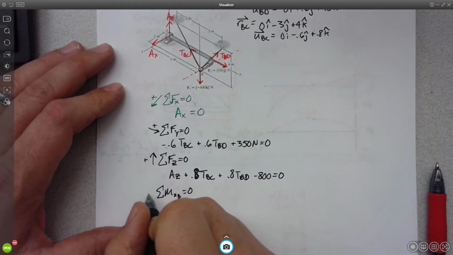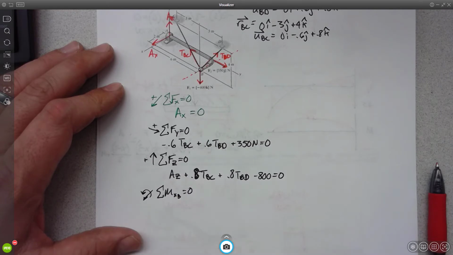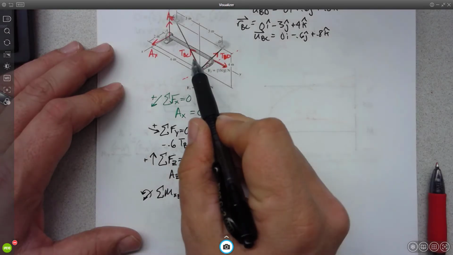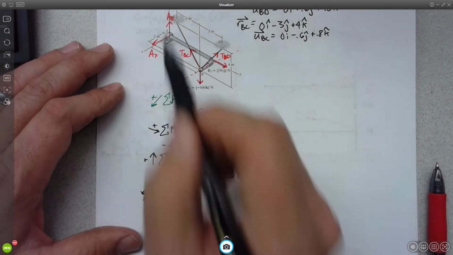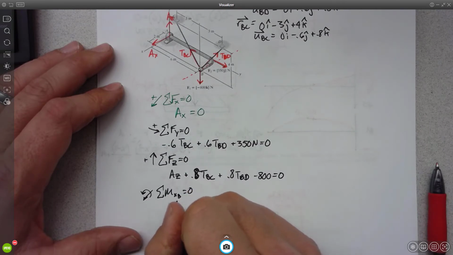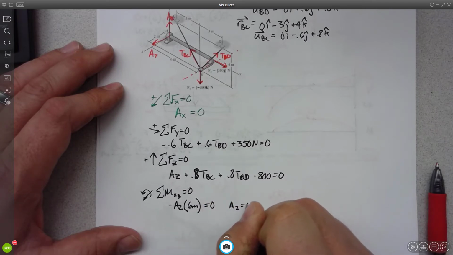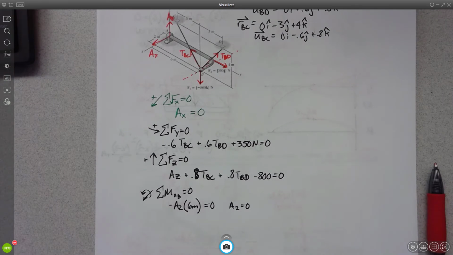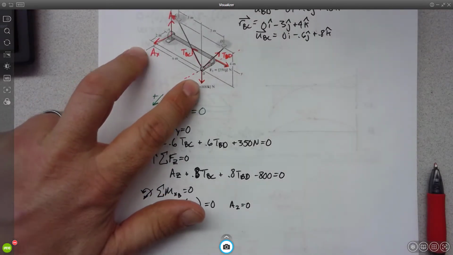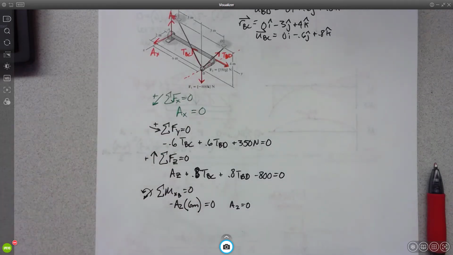So I'm a little concerned here, but let's give it a whirl. The things that cause a moment about the x-axis going through B are none of these forces, not that force. So it would just be AZ, right? And it would be negative AZ times 3 meters, 6 meters. Yeah. I think it'd be 6 meters because it says it's 6 from B to the x-axis. Not very happy about this though. I don't think that's right either.